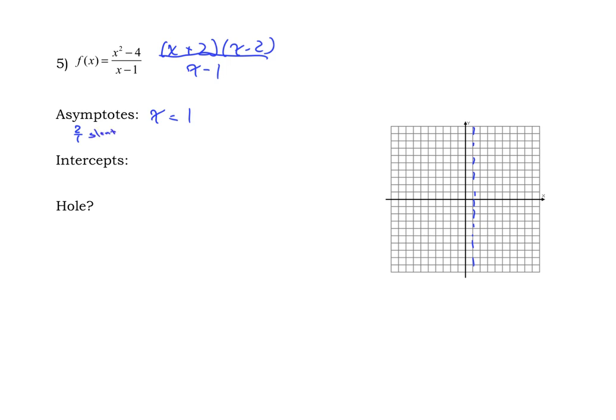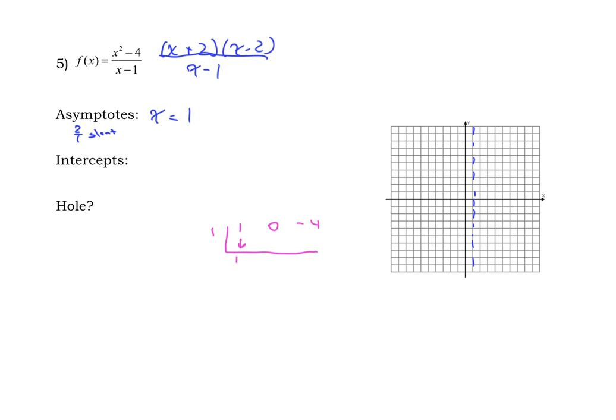The way you find a slant asymptote is you divide. The bottom is my divisor. It is a degree of 1. We can do our synthetic division, so 1. The number in front of x squared is 1. The number in front of x is 0. The constant term is negative 4.